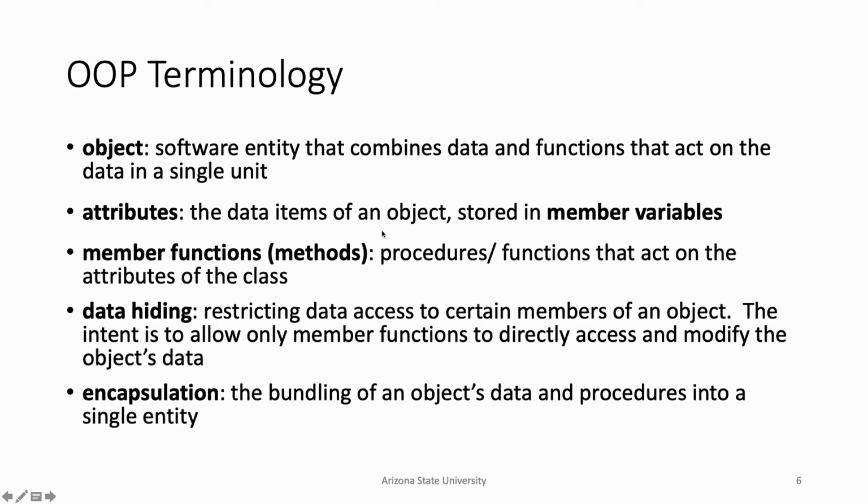Attributes are the data inside the object. The functions are called member functions or methods. And data hiding and encapsulation is the philosophy that we're going to hide the data from the user so that they only access the data, in some sense, from these functions. They don't access the data directly, because if they access the data directly, now we're basically back to where we started. We're not thinking at a more high level than we were before.